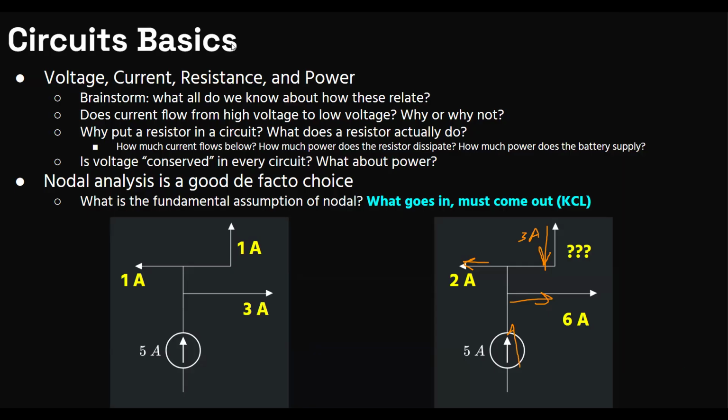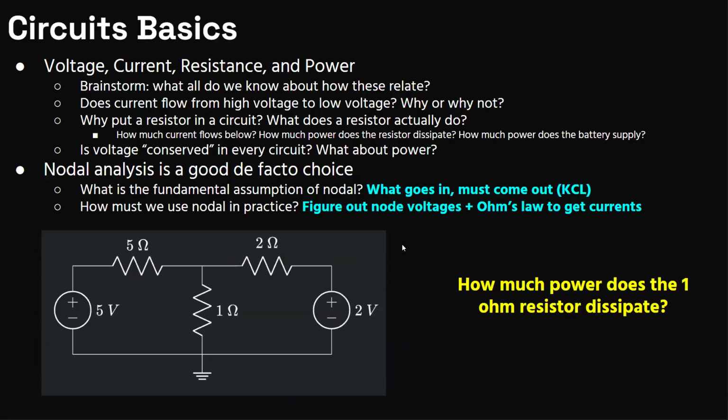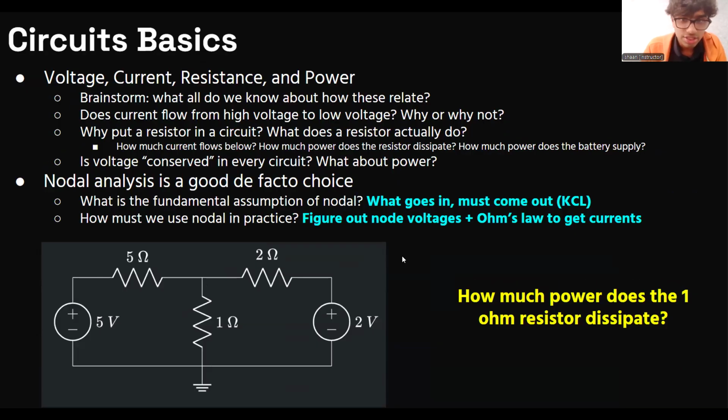Okay, let's go on. So, get rid of the annotation. Sorry about that. So how do we use nodal in practice? Well, as was already kind of spoiled, we need to figure out the node voltages and then use Ohm's law to get currents. So let's actually solve out this circuit.